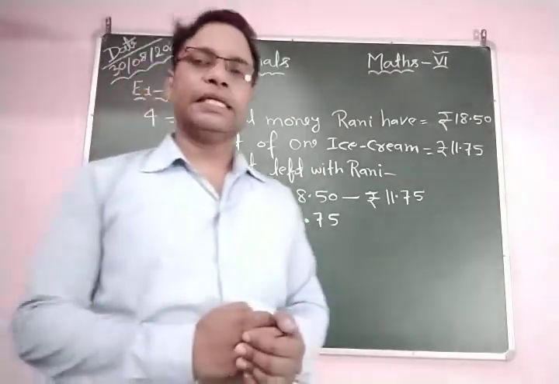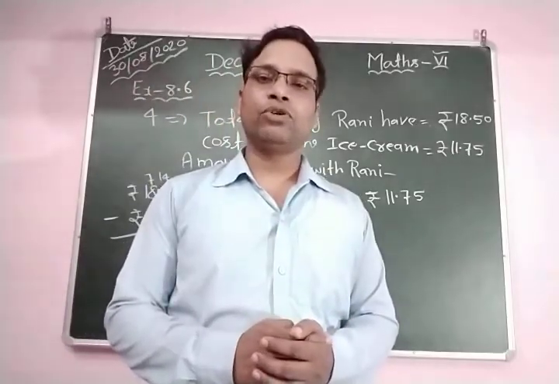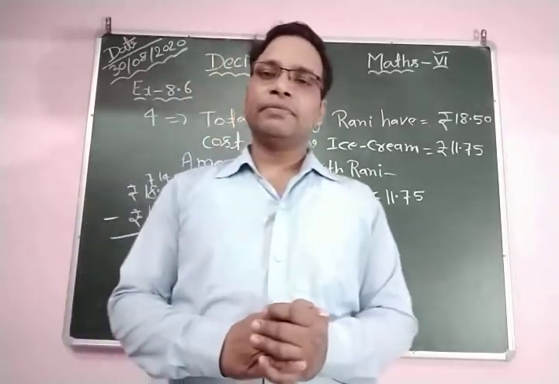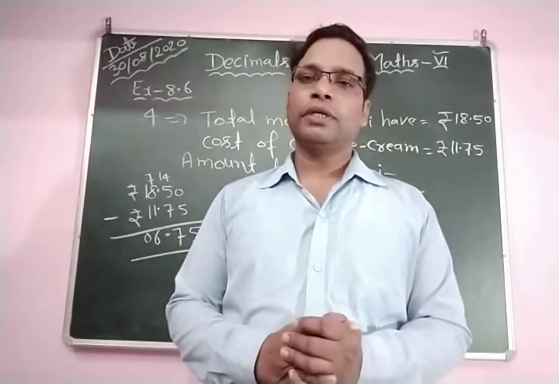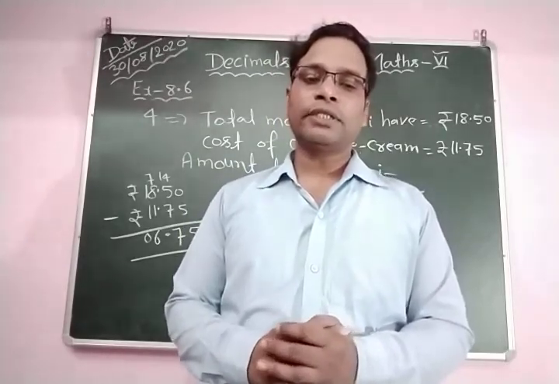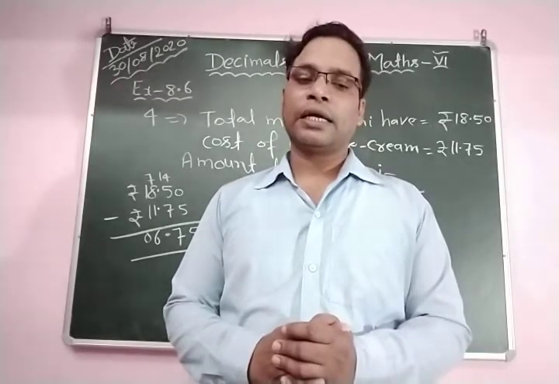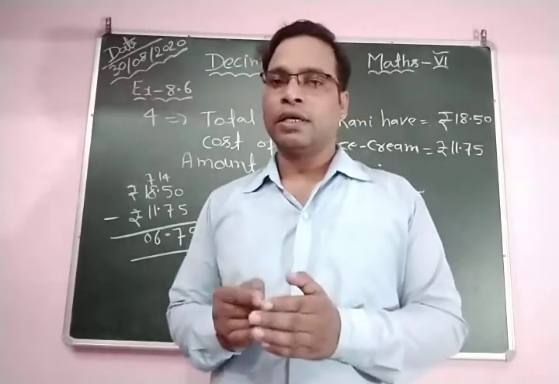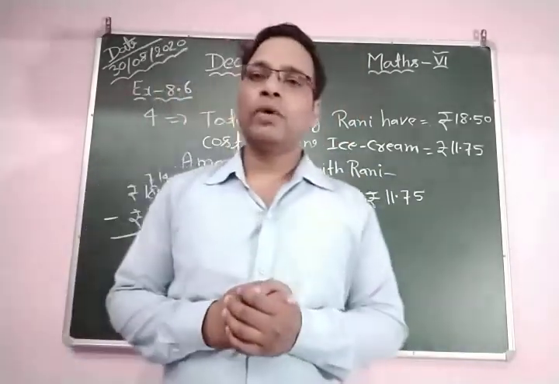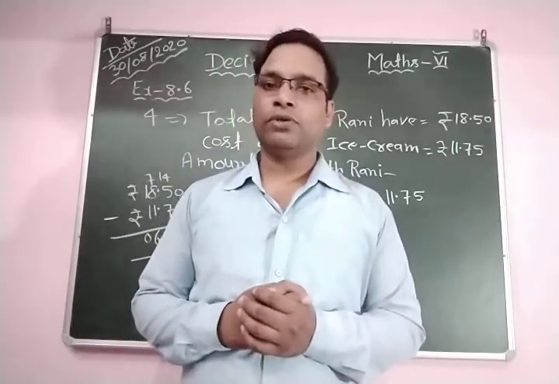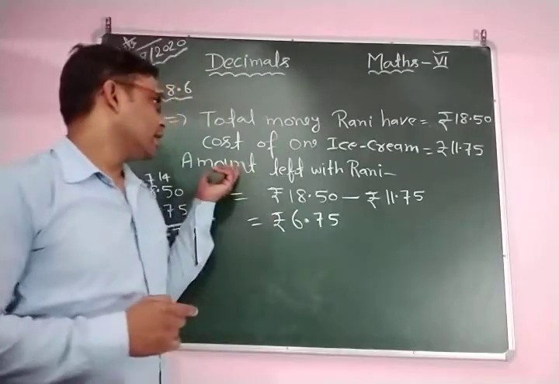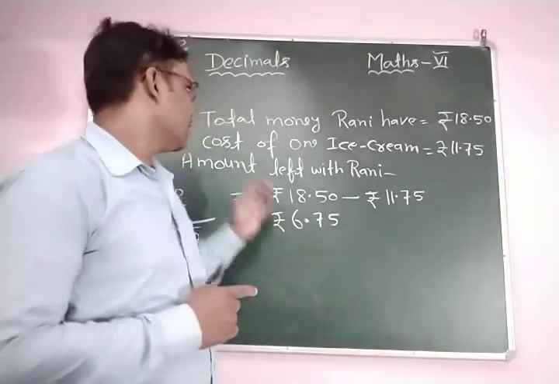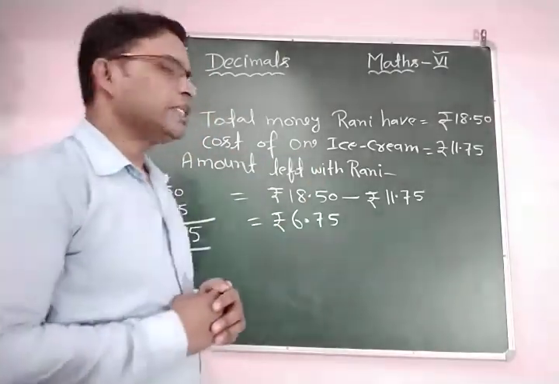Okay, so student, in this question it is just given that Rani had 18.50 rupees, and she bought one ice cream for 11.75 rupees. So the question asks us, how much amount does she have now? It means what is the amount with her. So in this way we subtract the cost of one ice cream from 18.50. You can see here first you write the total amount Rani had, 18.50 rupees, and the cost of one ice cream is equal to 11.75 rupees.